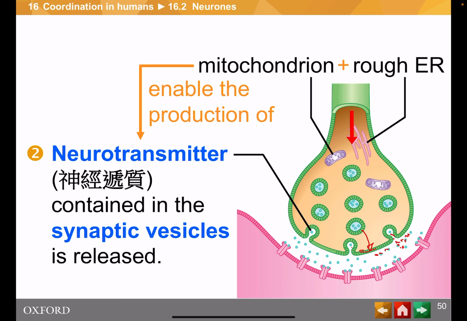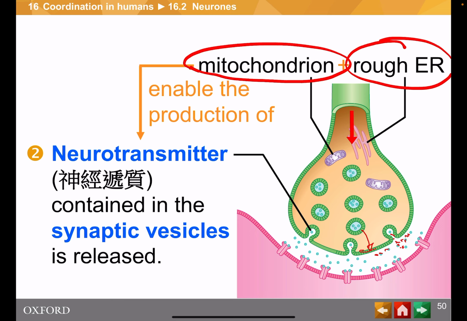In this structure, you can also see some organelles, for example mitochondria, which provide energy, and the rough endoplasmic reticulum for the formation of neurotransmitter. That's why you usually find the synaptic knob with these organelles.